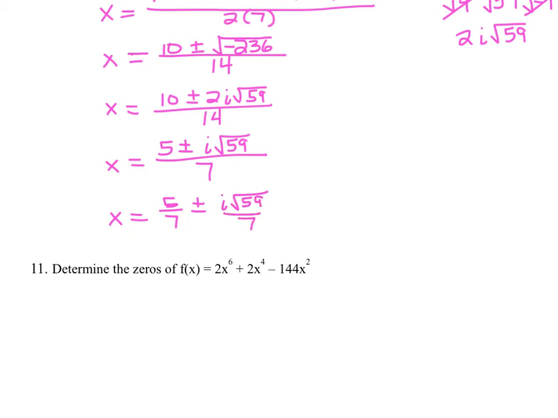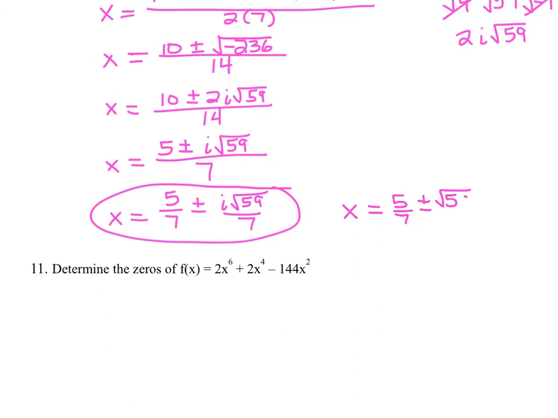All right, I'm just going to change this. Okay, sorry, that 5 was pretty bad. Let's see if I can make it a little better. There we go. All right, so this is one way you could write it in a plus bi form. And the other way, if you like to have an a and then a b and the i afterwards, if you prefer that, you could rewrite it as x equals 5/7 plus and minus radical 59 over 7 with the i on the outside. And I know some of you prefer that because then it's clear, like here's my a, here's my b, and here's my i.